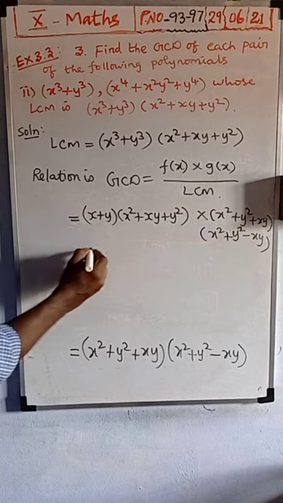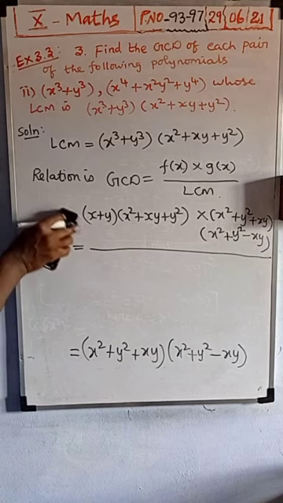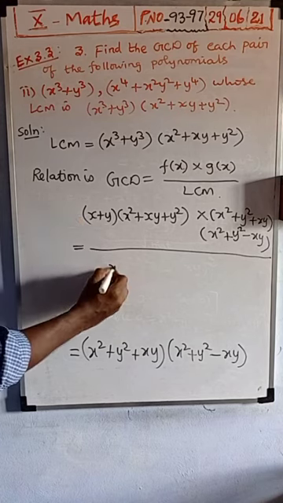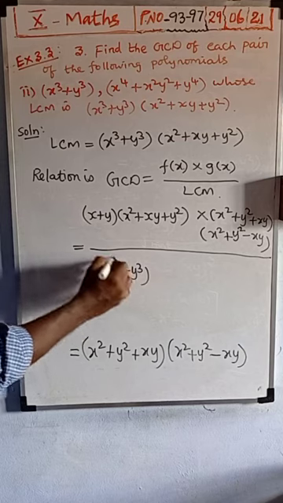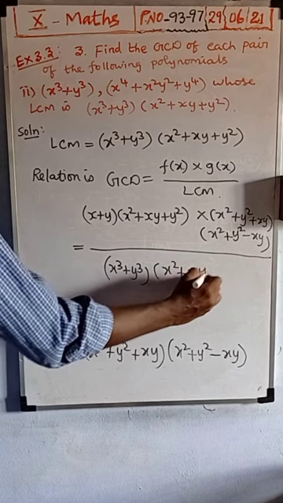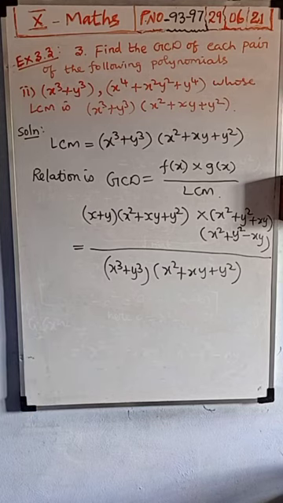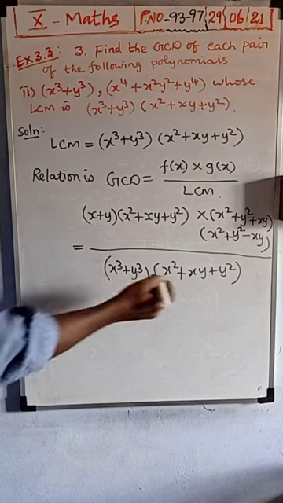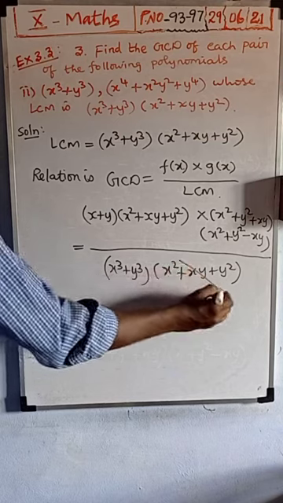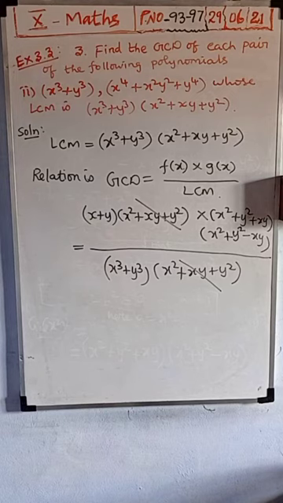Now next step, the whole divided by LCM. What is the LCM here? LCM is x cube plus y cube into x squared plus xy plus y squared. Okay, so see now what will be cancelled? You should cancel it. Now you see here x squared plus xy plus y squared is there in both, and this will get cancelled. Now next step here.